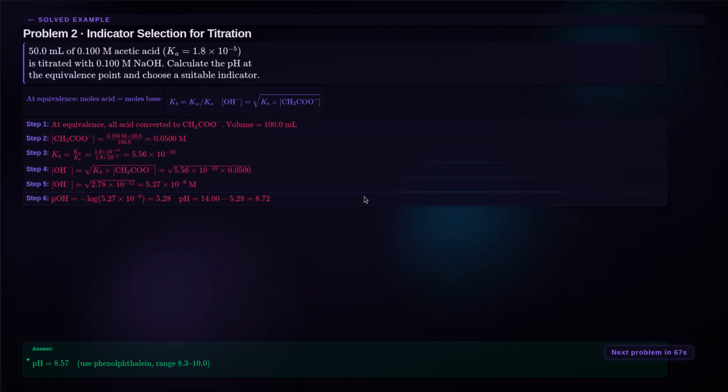Step 4. The hydroxide concentration is the square root of Kb times acetate concentration. Step 5. This gives 5.27 times 10 to the negative 6 molar. Step 6. pOH equals 5.28, so pH equals 14.00 minus 5.28 equals 8.72. The answer is pH 8.72. Phenolphthalein, with its range of 8.3 to 10.0, is the suitable indicator.